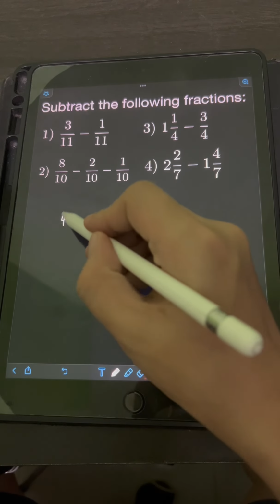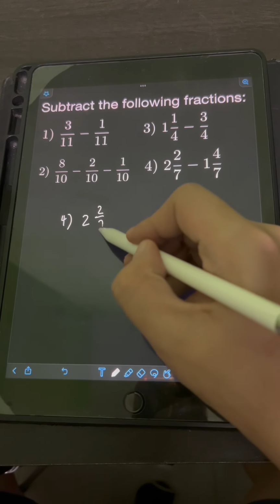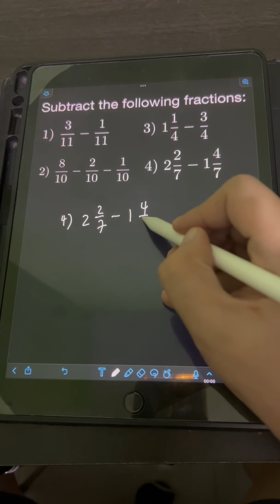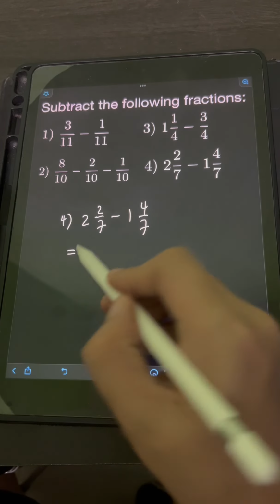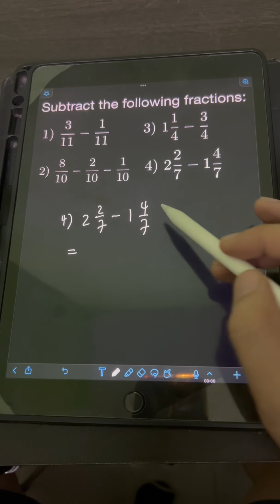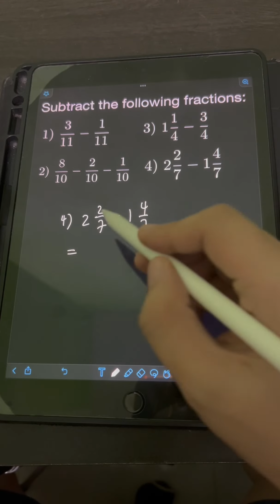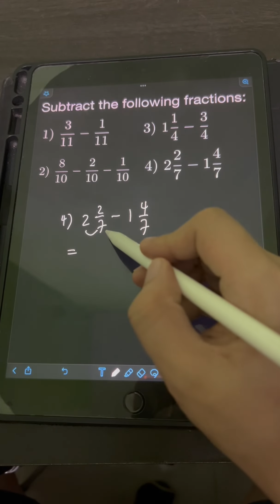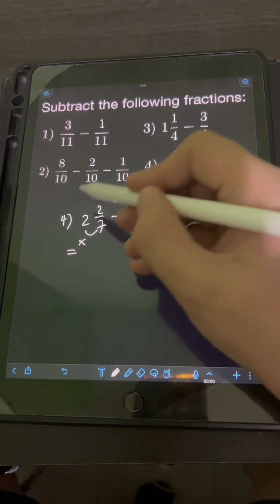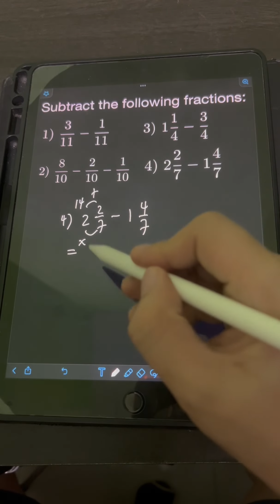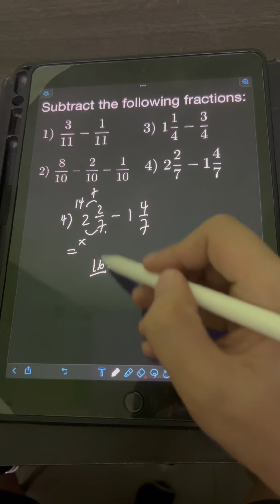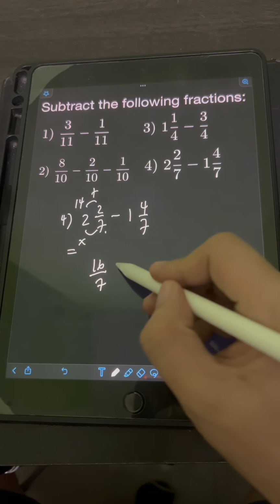For number 4, we have 2 and 2/7 minus 1 and 4/7. So this time, we are subtracting two mixed numbers. So just like what we did on the previous problem, we transform these two mixed numbers into improper fractions first. So for 2 and 2/7, we have 7 times 2, that's 14. Then 14 plus 2, that will be 16. Then over the same denominator 7.